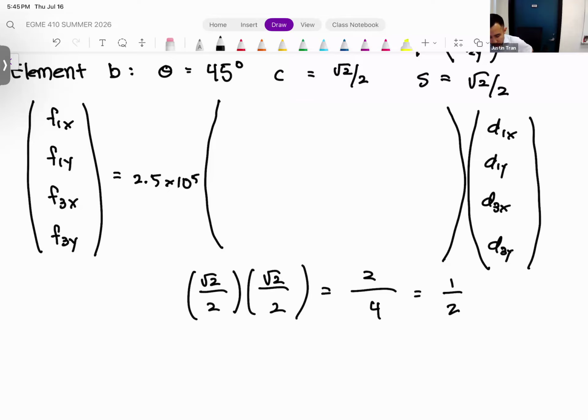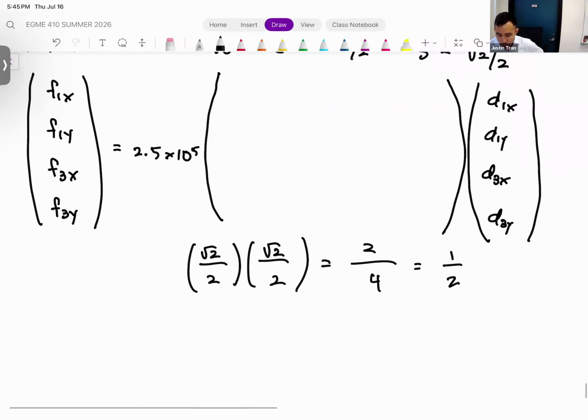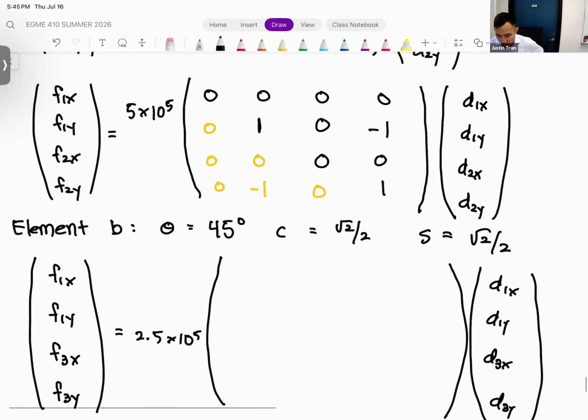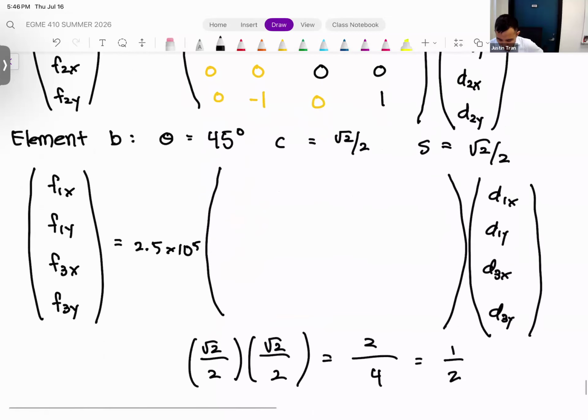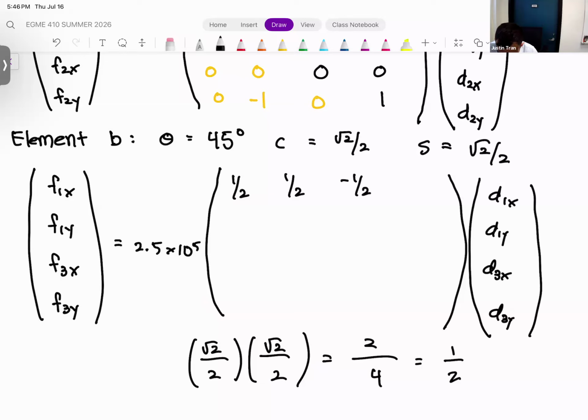And we're in luck because both sine and cosine are equal to each other. And so actually, the only thing we have to really pay attention to is if there's a minus sign or not. Okay, so let's go through that first row. So the first row is cosine squared, cosine times sine, minus cosine squared, minus cosine times sine. Okay, and so we compute that, we get 1/2, 1/2, minus 1/2, minus 1/2.